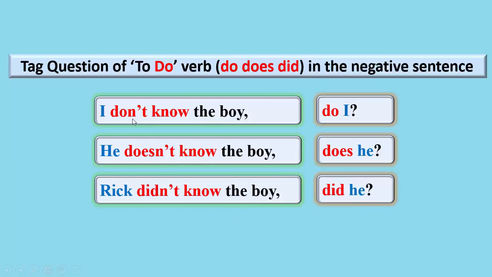So if the sentences are in the affirmative form, all the tags should be in the negative form. And if all the statements are in the negative form, all the answers should be in the affirmative form.